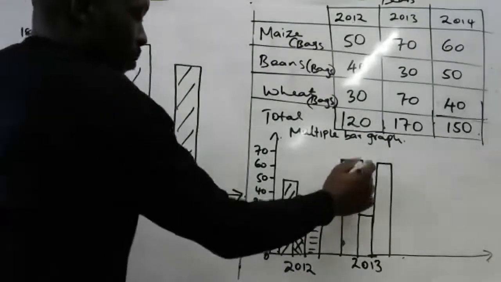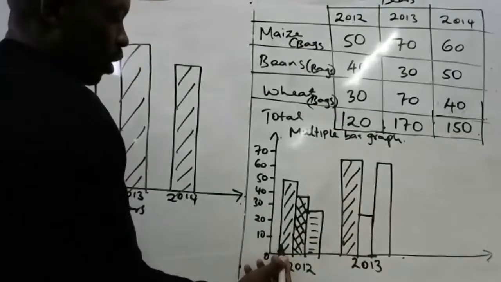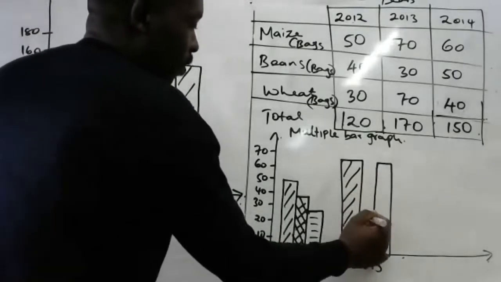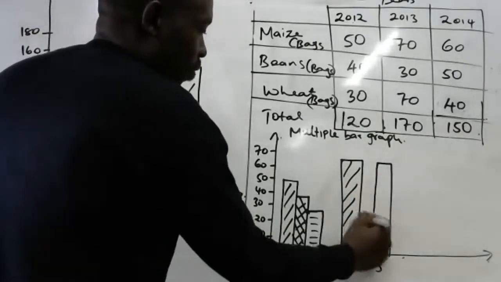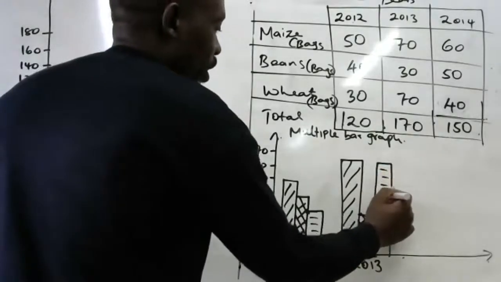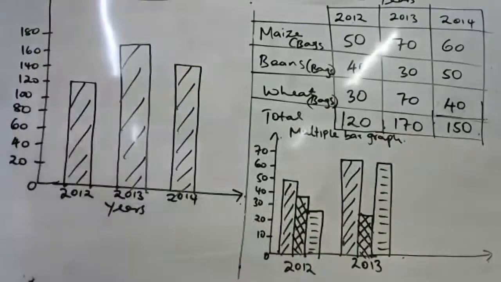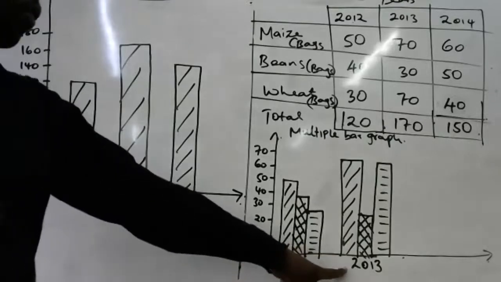Again, the maize is shaded the same way you shaded it here. For the beans, we decided to shade it this way. That is for the beans. And for the wheat, we shade the same way we shaded this one. That is now the multiple bar for 2013.